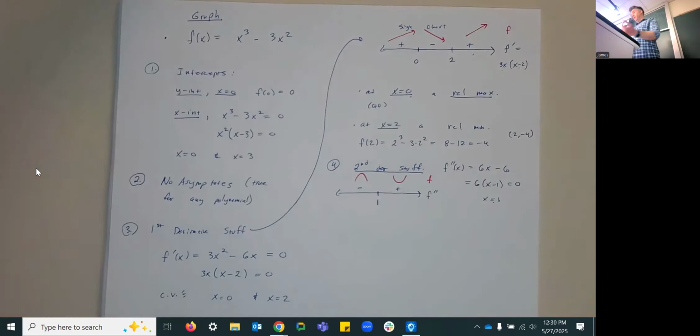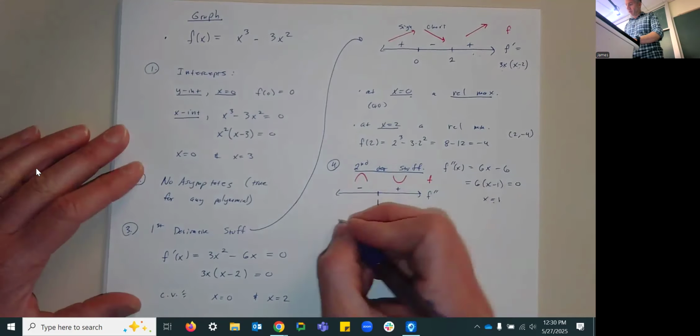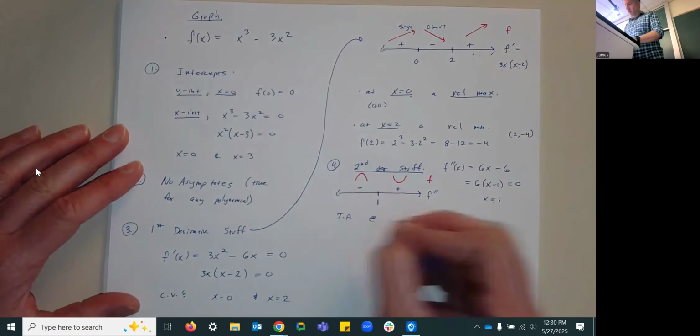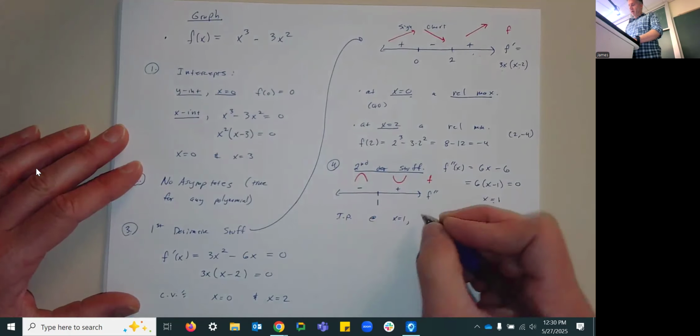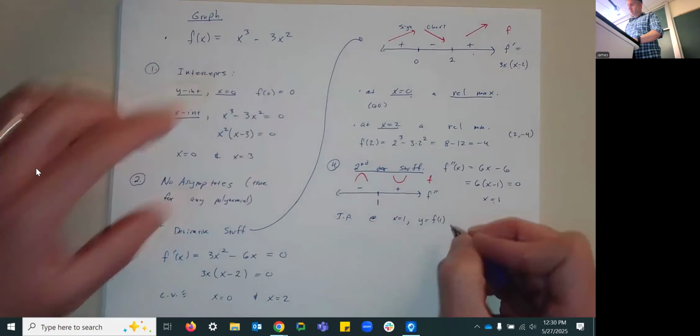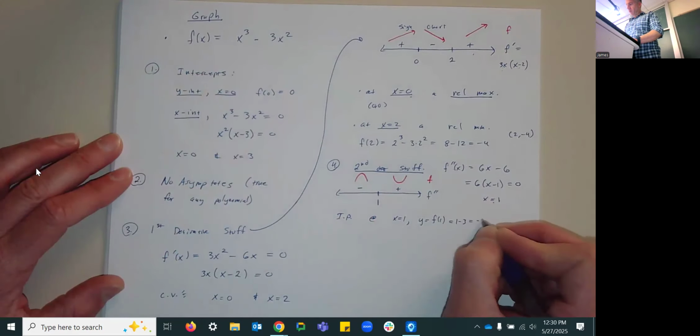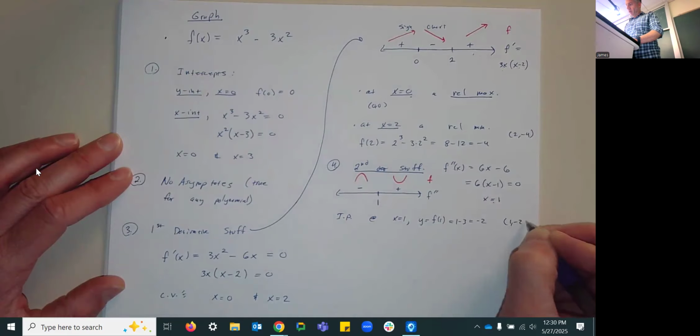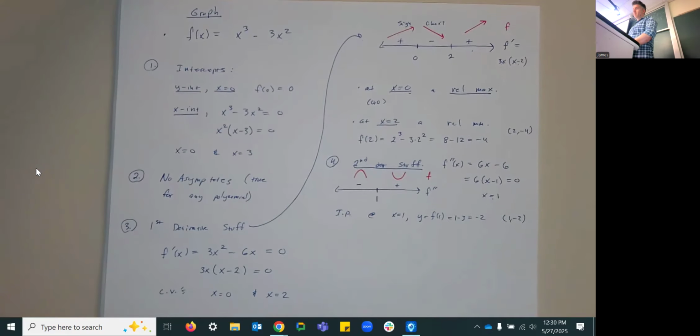And I know we haven't talked about this yet, but since the concavity changes at that point, x equal to 1, x equal to 1 is an inflection point where the concavity changes from one way to the other way. So here we have an inflection point at x equal to 1, and the y value would be f of 1, which is 1 minus 3, which is negative 2. So our inflection point's at 1 comma negative 2. We have more than enough information to graph it at this point. So now we're going to graph it.